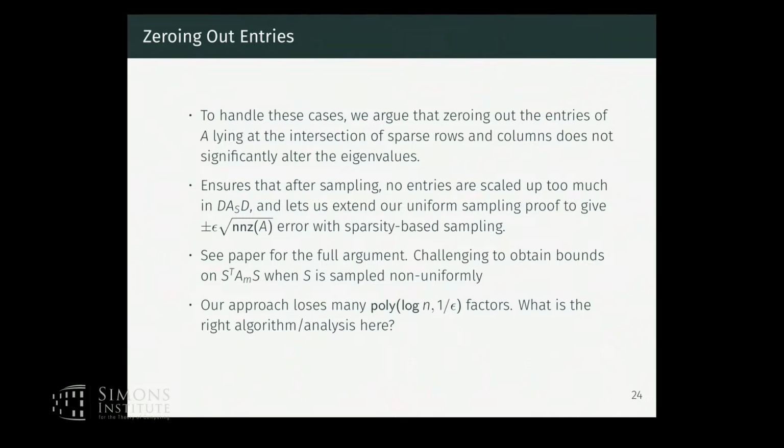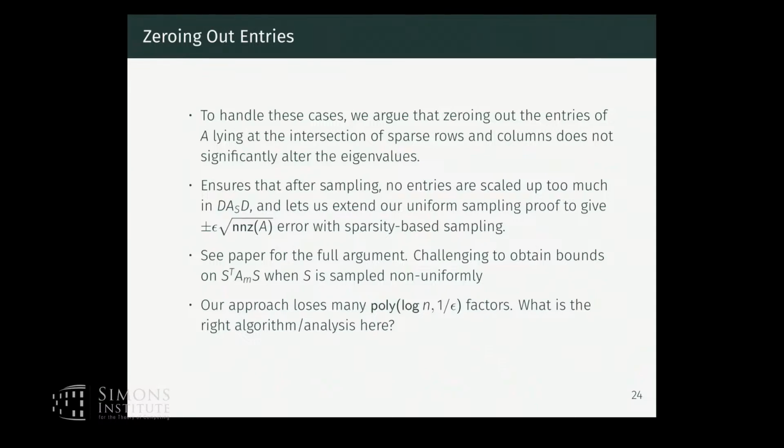So I'm not going to go into the details of how I deal with this, but I just wanted to point it out because it leads to an interesting open question. Basically, to handle these cases, we just zero out entries that are at the intersection of sparse rows and columns, and we ignore them when we sample. This ensures that none of them are scaled up too much, and we don't have any issues like I described on the last couple slides. And we prove that the zeroing out basically doesn't affect the eigenvalues too much, so it doesn't introduce too much error. You can see the paper for the full argument, but the upshot is we get a bound which I'm happy with, but we lose tons of log n and 1 over epsilon factors.